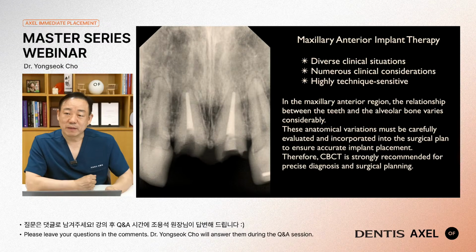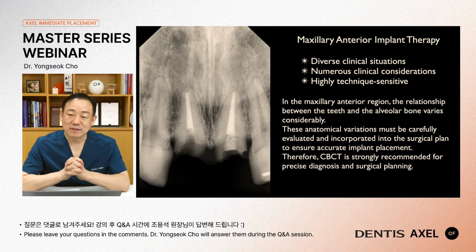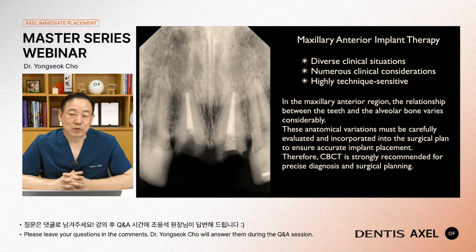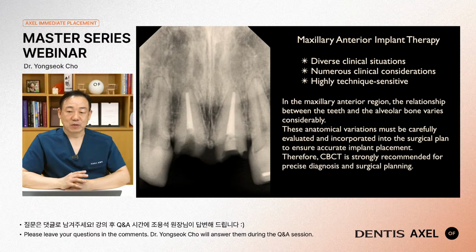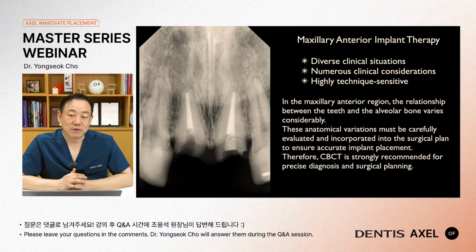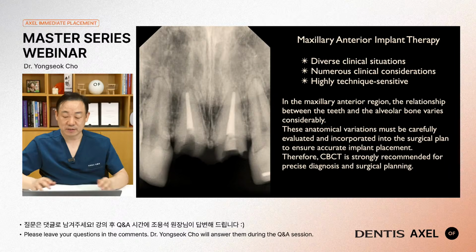When we do maxillary anterior implant therapy, you must consider diverse clinical situations, and there are numerous clinical considerations. So it is also highly technically sensitive. In the maxillary anterior region, the relationship between tooth and alveolar bone varies considerably. These anatomical variations must be carefully evaluated and incorporated into the surgical plan to ensure accurate implant placement. Cone beam CT is strongly recommended for precise diagnosis and surgical planning.